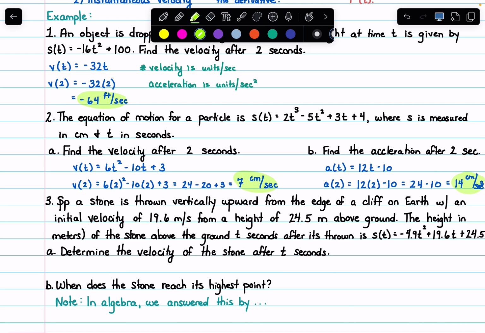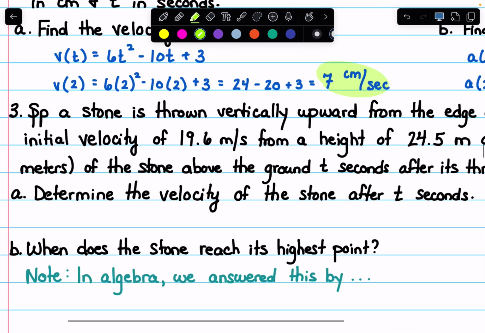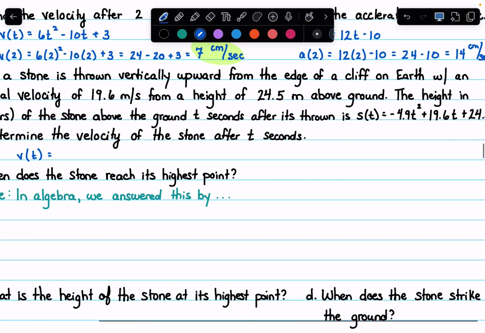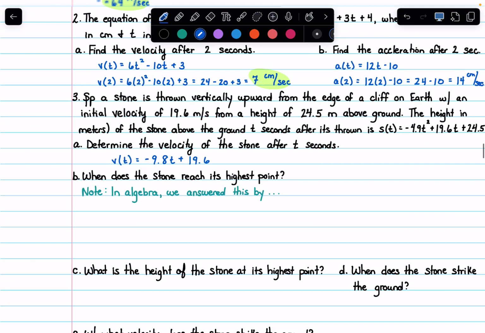That's easy, right? You take the derivative of the position function. So we'll do the velocity, and we'll get negative 9.8t plus 19.6. You guys have a plus right here? Not a minus, right? Okay, good. All right, so that one was easy.